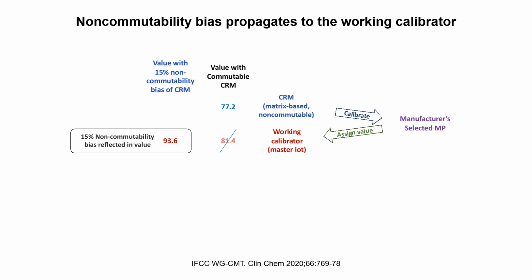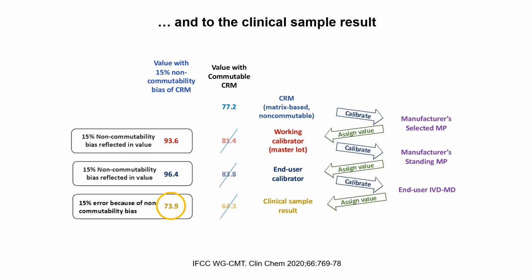But if we look at what happens if you have a non-commutable secondary-based reference material for a particular manufacturer's measurement procedure, in this case I've shown an example with 15% non-commutability bias. So instead of the working calibrator having the correct 81.4 value, it ends up with a 15% higher value, 93.6. And that non-commutability bias gets propagated through the rest of the calibration hierarchy to produce an incorrectly biased result for the clinical sample.